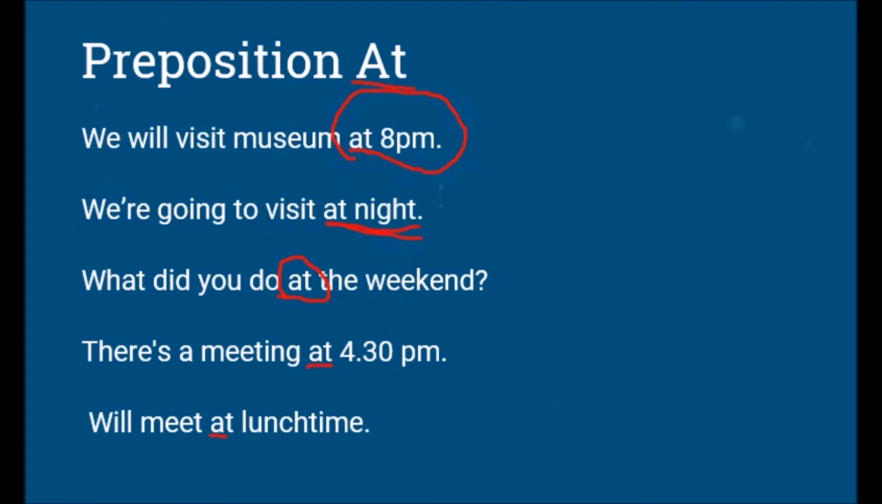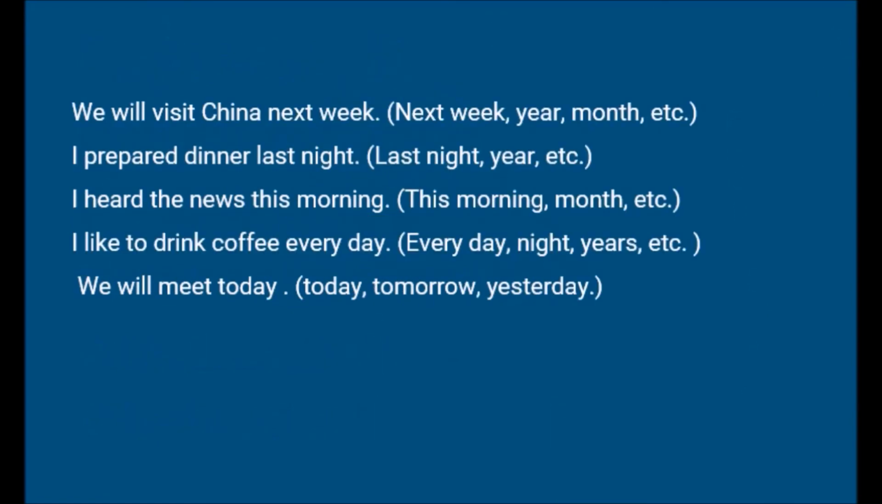So prepositions of time are the same words as prepositions of place. However, they are used in a different way. You can easily distinguish these prepositions as they allow us to discuss time rather than place. Before we finish, I would like to bring some points in focus. For example, in this sentence, we will visit China next week. We usually do not use any preposition with next, next week, next year, next month. It's not valid to say we will visit China on next week. Our sentence will be grammatically wrong.